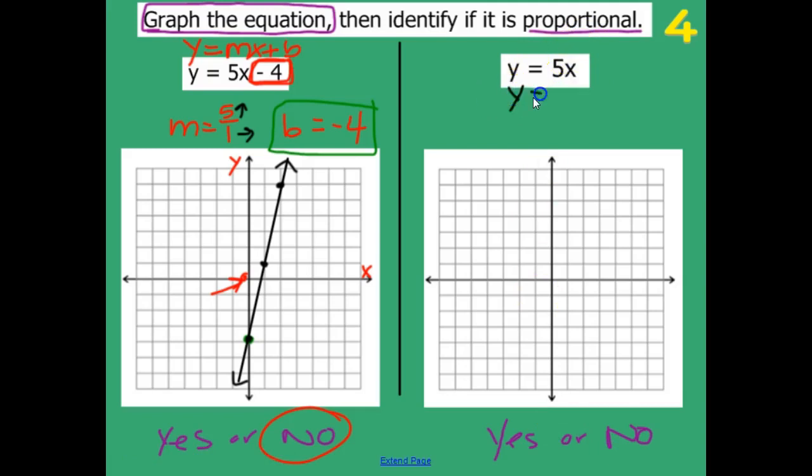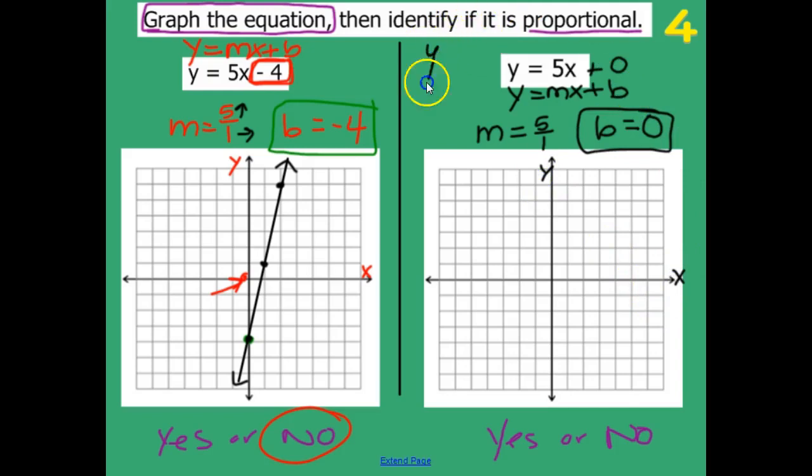So let's take a look at our next one. This one is already solved for y. It's in the form y equals mx plus b. So m is 5, or 5 over 1. And b, there's nothing there, so I can assume it's 0. So we're going to begin on our y-axis. There's y, there's x. For those of you that forget, the letter y is longer up and down, so that's why it goes on the y-axis. So we're beginning at 0 in the middle, and our slope is rise over run.